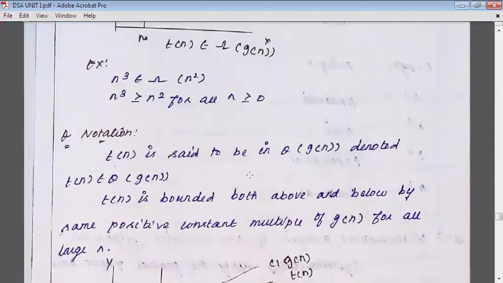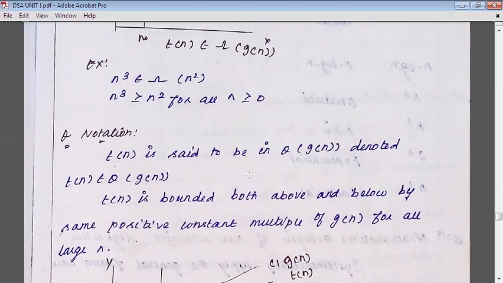Next, theta notation. T of n is said to be in theta of g of n, denoted T of n belongs to theta of g of n. Here T of n is bounded both above and below. So the first one, big O, is where T of n is below the order of g of n, and theta is where T of n is above and below the order of g of n.